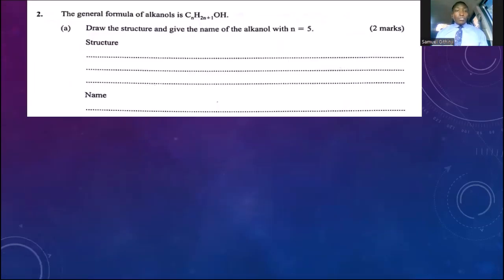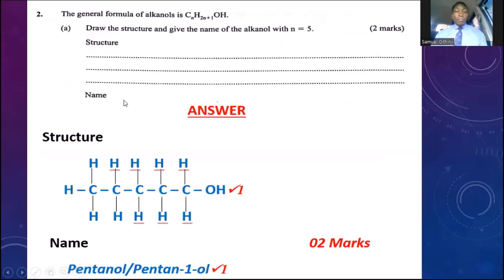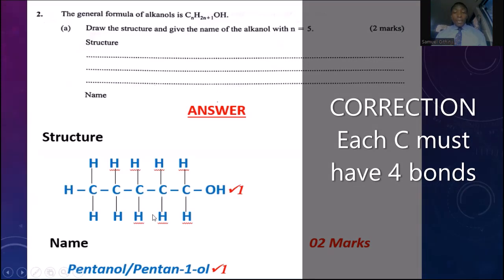Well, that is the first part. The student was expected to draw the structure of an alkanol with 5 carbons, so that is n equals 5, and of course give the name. That is it, my student. Very fast. 1, 2, 3, 4, 5, and OH there. You can decide to show the bonding between O and H, but it is not necessary because the OH is the functional group. You can see the hydrogens. Remember to fix all the bonds. Each carbon should have 4 bonds. That is the simplest the student could have drawn, and it is a pentanol, otherwise called pentan-1-ol.